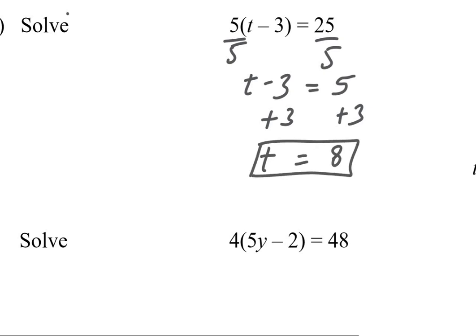The second one is, I'm going to write the question here, 5 bracket t minus 3 is equal to 25. So you just expand the bracket.